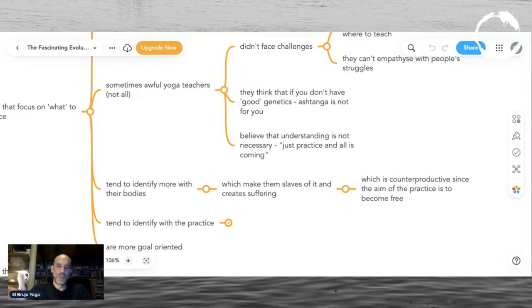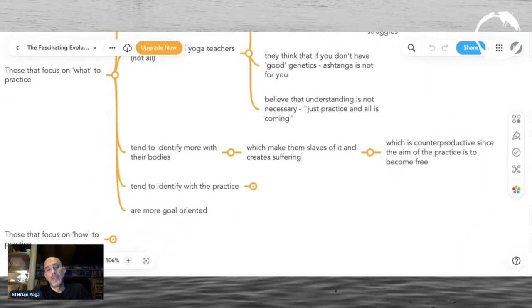But first it needs to happen in the mind, which you are, from step one, not doing. So you are limiting yourself with this. And this is something that is a pity, but is there. So they tend to identify with the practice.